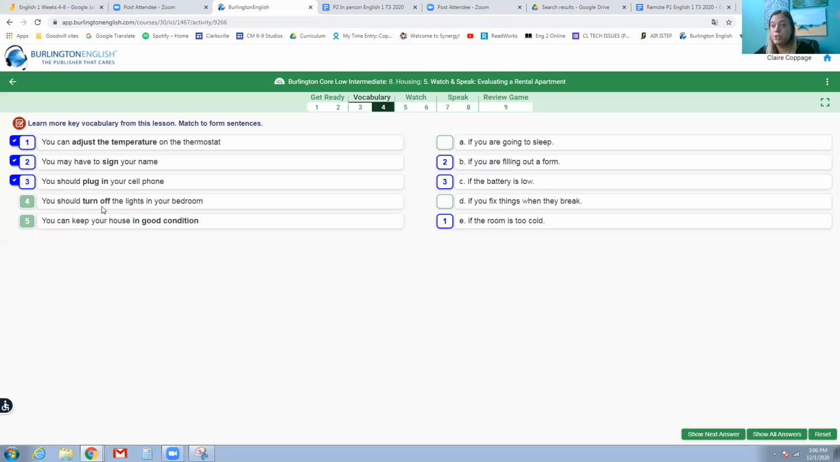Number 4, you should turn off the lights in your bedroom. Turn off, so there's no light if you are going to sleep. That is ideal. You can keep your house in good condition if you fix things when they break. In good condition means that everything is working and everything looks nice. Okay.